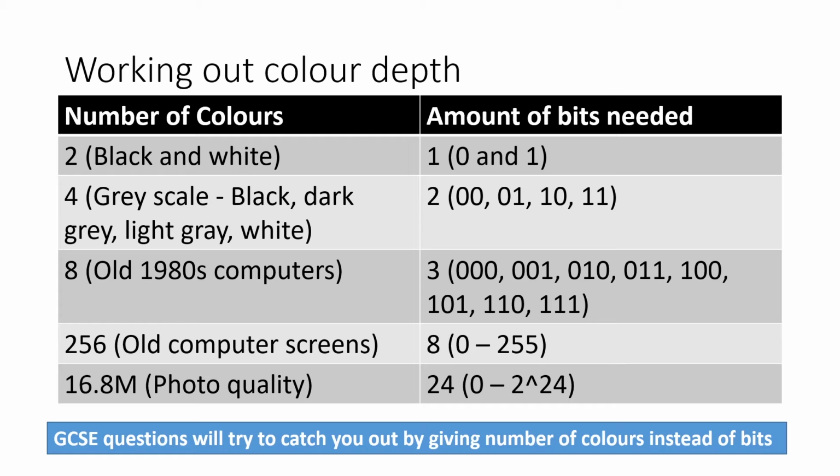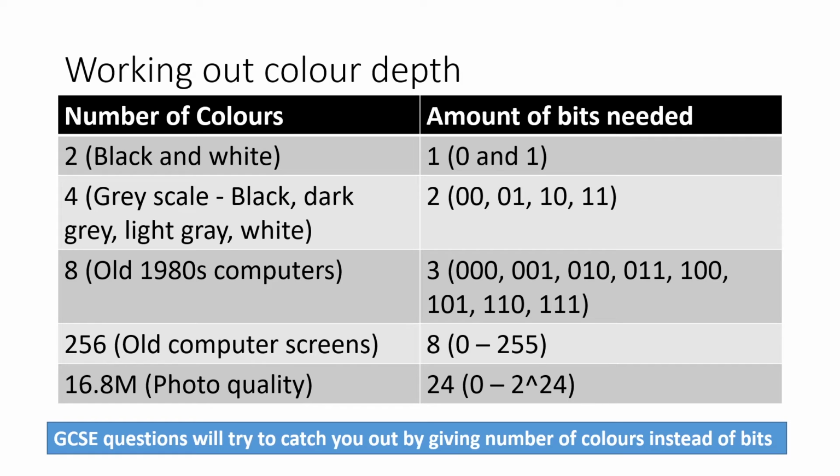A little bit more about color depth. If you want 2 colors, black and white, it's 1 bit. If you need 4 colors, it's 2 bits. 8 is 3 bits. So sort of think about that. 2 to the power of 1 is 2. 2 to the power of 2 is 4. 2 to the power of 3 is 8. So you can sort of see how you can try and work it out. So if you had 2 to the power of 4, that's 16. So that means you can have 16 different colors.